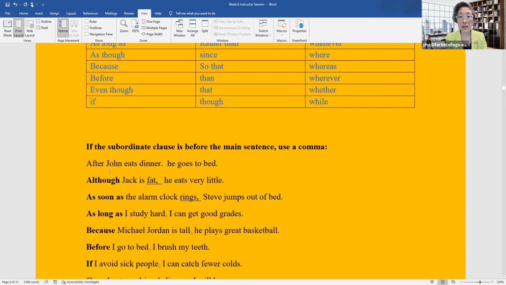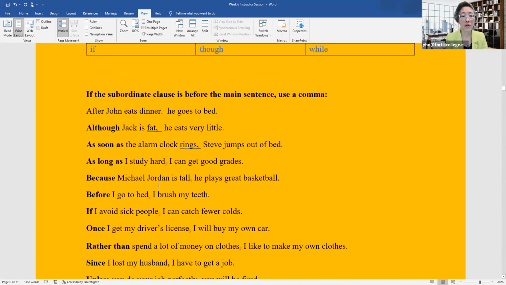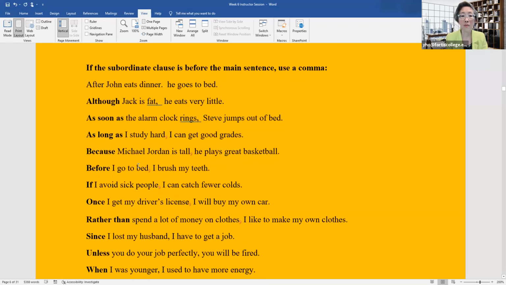And when the dependent clause is at the beginning of the sentence, you have to use a comma. So, "Although John eats dinner, he goes to bed." "Although Jack is fat, he eats very little." "As soon as the alarm clock rings, Steve jumps out of bed." "As long as I study hard, I can get good grades." "Because Michael Jordan is tall, he plays great basketball." "Before I go to bed, I brush my teeth."